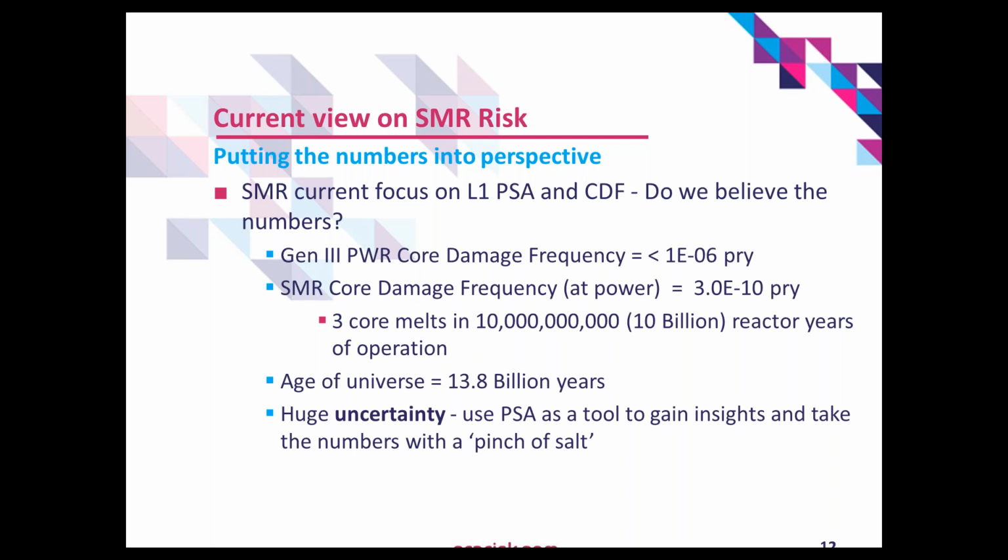3 times 10 to minus 10 means 3 core melts in 10 billion reactor years of operation. To put it in context, the age of the universe is estimated to be 14 billion years, more or less. So you can see the numbers are extremely low, and there is a huge uncertainty. What will happen in so many years? So we have to use the PSA as a tool to gain insights and take the numbers with a pinch of salt.